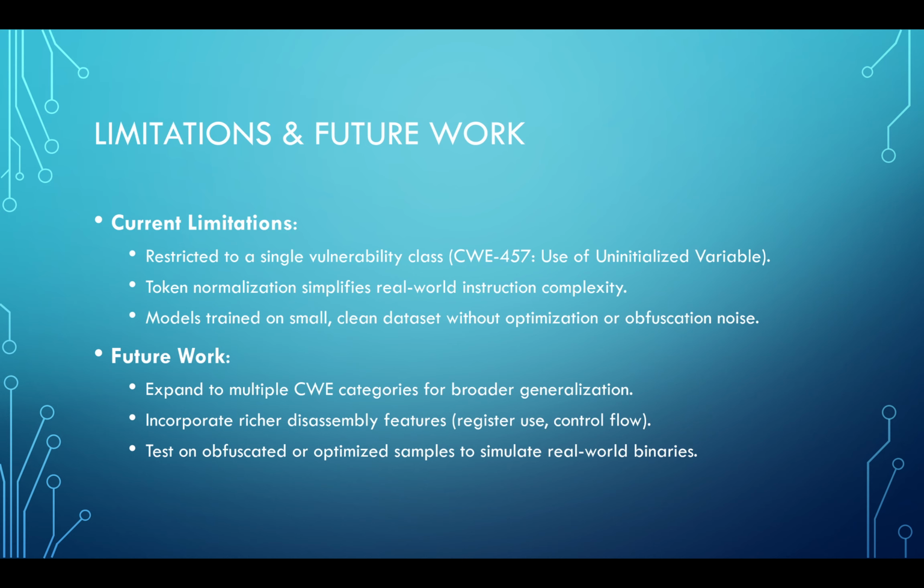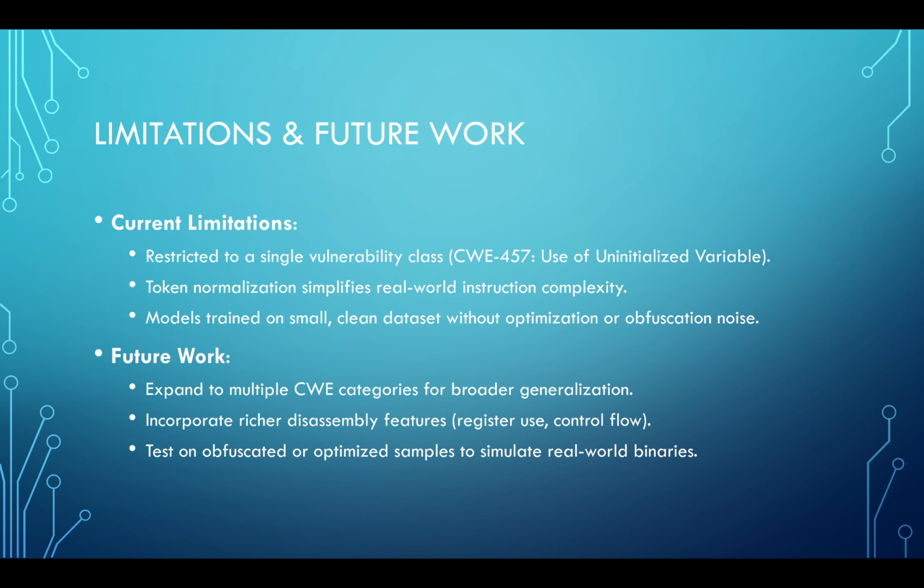So we do have some limitations in future work. So right now we're restricted to a single vulnerability class. That was by design, but it is still a weakness. It's a limitation. The token normalization simplifies real-world logic immensely. Real samples are probably going to be much more complicated because the models that we trained on are small, clean, they don't have optimization or obfuscation, they're not packed. They're very clean, sanitary test cases.